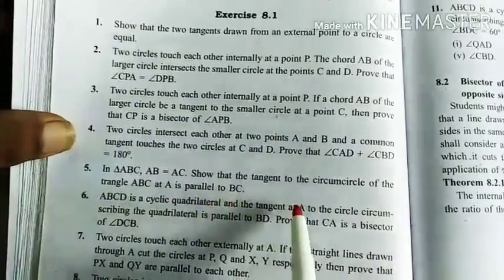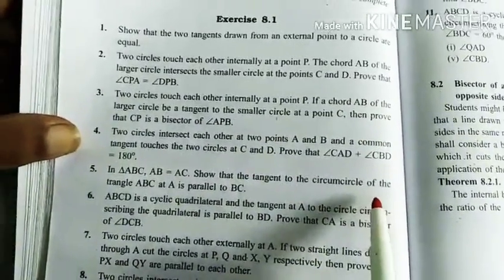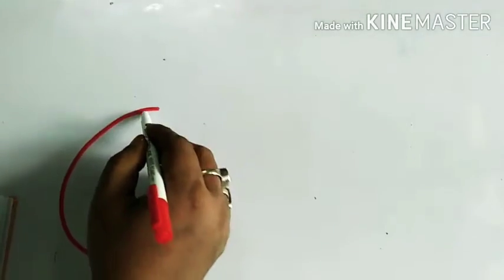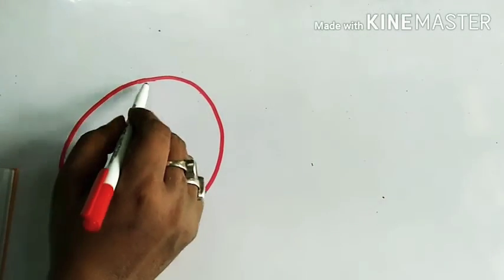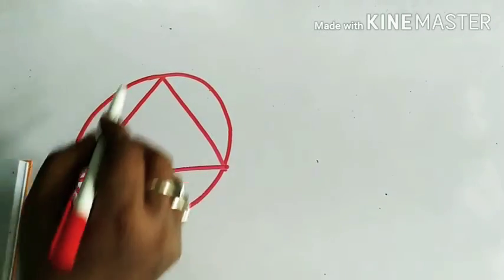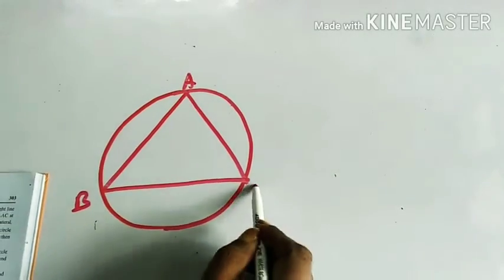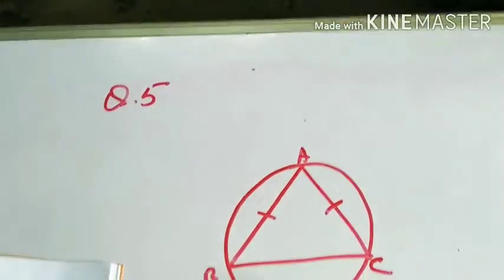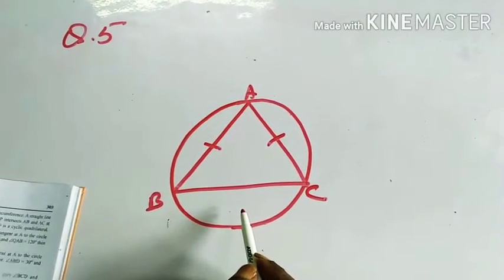Question number 5. In triangle ABC, AB equal to AC, prove that the tangent to the circumcircle of the triangle ABC at A is parallel to BC. Here, ABC is a circle, so the tangent to the circumcircle of the triangle. That means the circumcircle of this ABC, here AB equal to AC. This is question number 5.